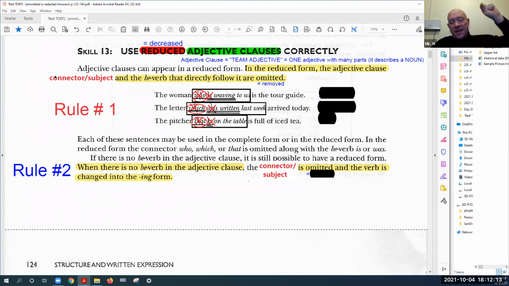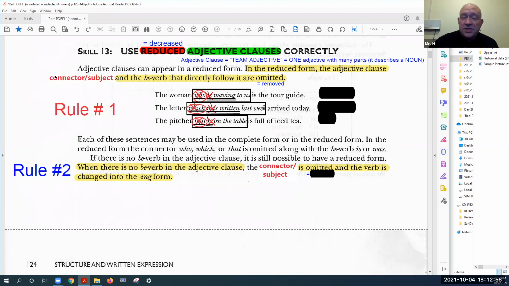So in skill 3 and 4 from the Green Book, we didn't have complete adjective clauses. We had, the first time I told you about team adjectives, remember? That was in skill 3 and 4. And there were no connectors. It was just a participle plus other parts. Okay, so let's take a look at the examples here.